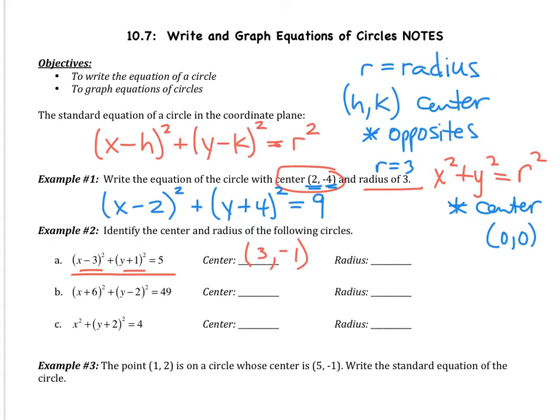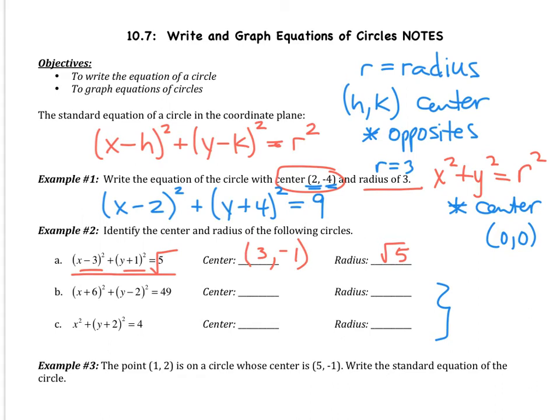My radius comes from taking the square root of the number on the other side of the equal sign. Well, there is no square root of 5, so I'm just going to write square root 5. Okay? Now, you could type in the square root of 5 into your calculator and get like 2 point something, or you could just be simple and just leave it as the square root of 5. Okay? See if you can do B and C with the people at your table. See what you come up with.